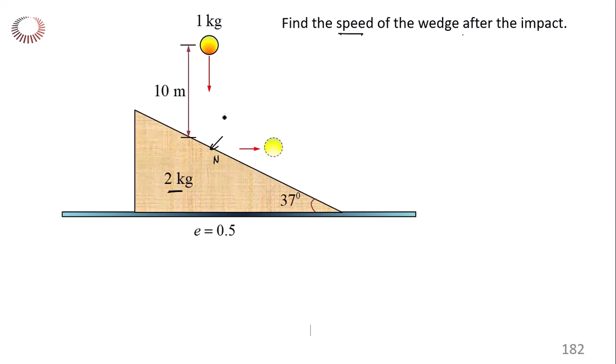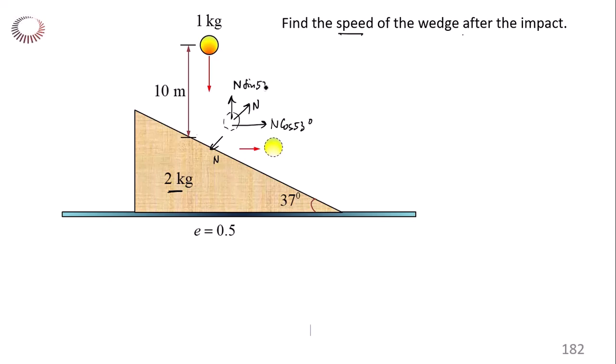Now N has two components. On the ball, the N is acting in this direction. Because of this, the N has two components. One can say this angle is how much? This is also 37. So N becomes N cos 53 degree, and this is N sin 53.